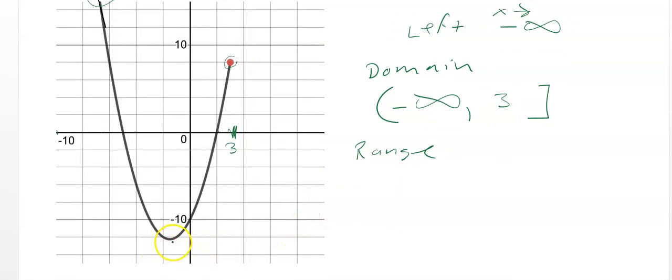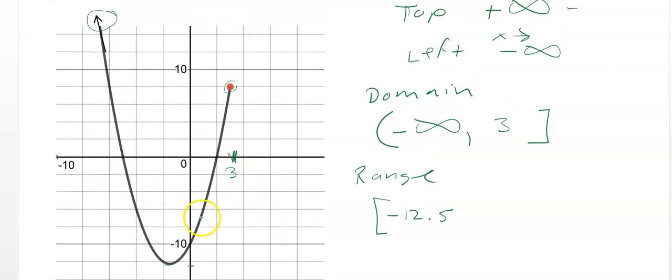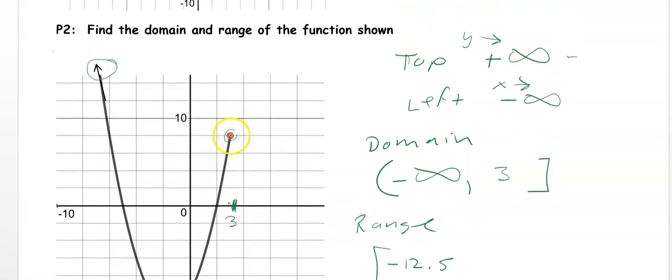So the bottommost y looks to be negative 12.5, we'll call it, and I won't be too fussy. So the bottom is negative 12.5. That might be a little generous, might be more like 0.3, but that's close enough. And the top of the graph, it's tempting to say it's here, but it's not. Remember, this keeps going to positive infinity.